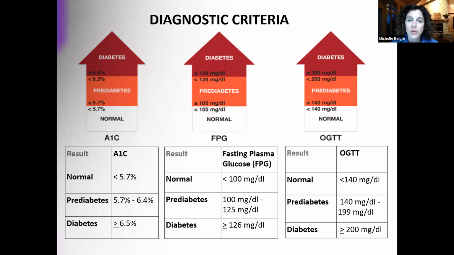Another really common way of diagnosing diabetes is with the fasting blood sugar. So fasting plasma glucose, fasting blood sugar, and pre-diabetic or impaired fasting glucose is going to be between 100 and 125. But once you cross over that 126 mark and above, then we can label them as a diabetic, typically with two separate lab draws on different days.